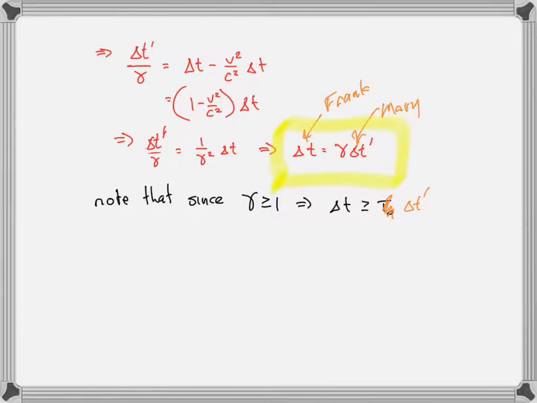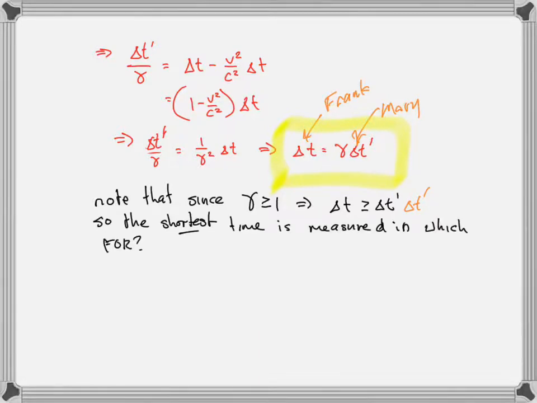So who measures the shortest time? In which reference frame is the shortest time measured? There is a shortest time measured in a reference frame, and whose reference frame is that? Mary is always going to measure the shortest time. No matter how fast or slow Frank moves relative to Mary, Mary's going to measure the shortest time.